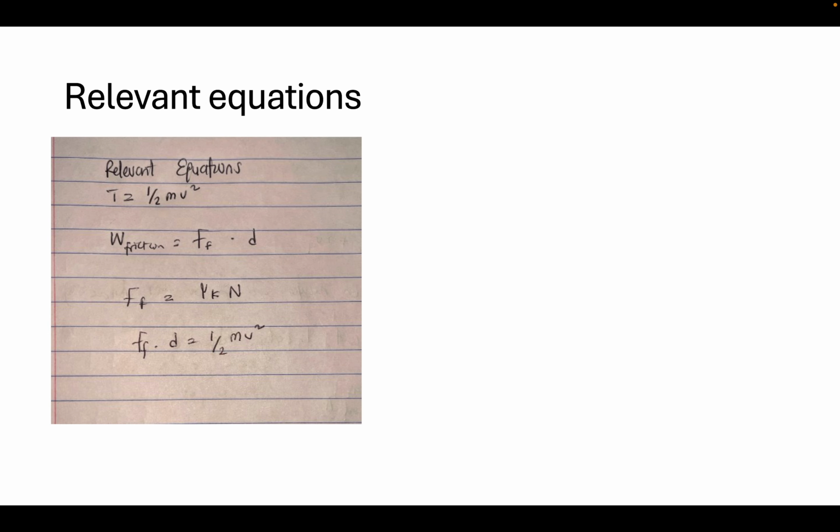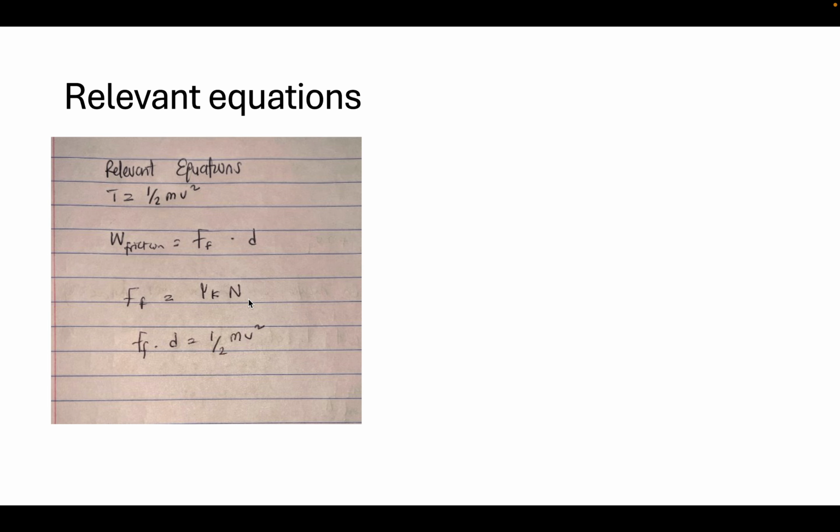Relevant equations that we need to solve this problem would include T equals 1/2 mv squared, which is the formula for finding the kinetic energy. Also, work done by friction is equal to frictional force times d, which is the distance that we're trying to find in this situation. And the frictional force, which we use to find the work by friction, is found by the coefficient of kinetic friction times the normal force.